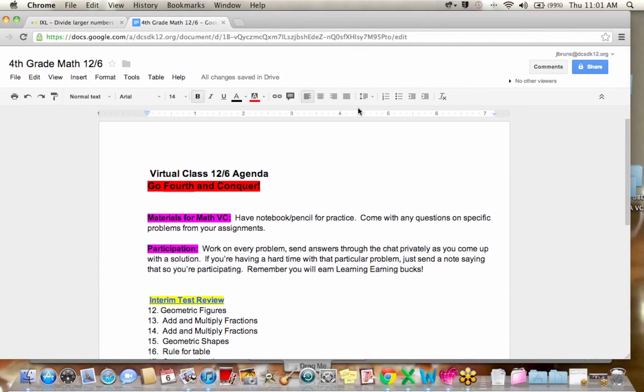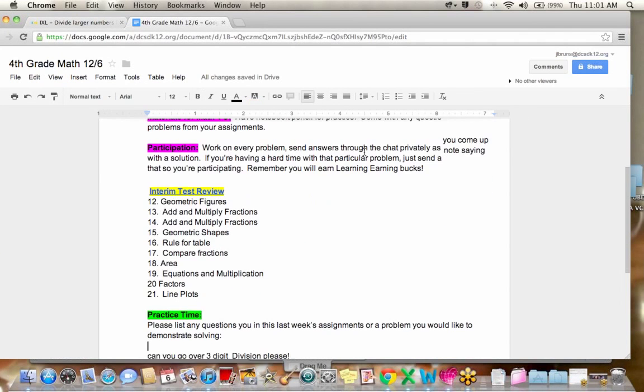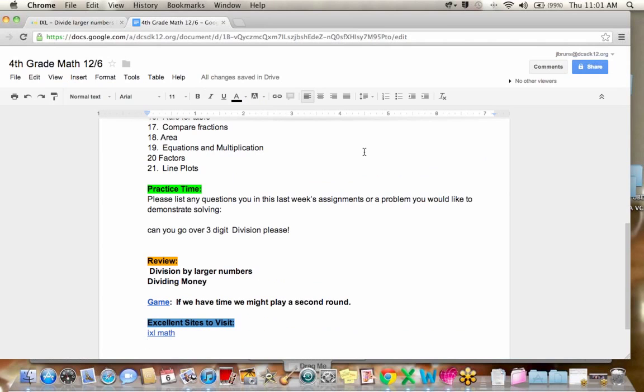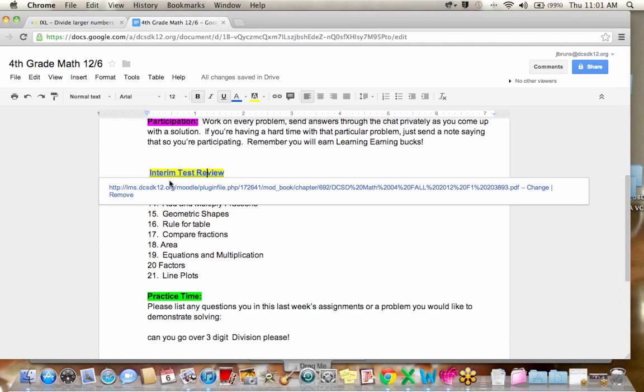This is good. Today, we are going to be going over the second half of our interim test. And then you guys have been working on just longer division. And I had a request to go over 3-digit division, or like I said, much longer division. So that's what we'll do. But we'll start up here with our interim test review.